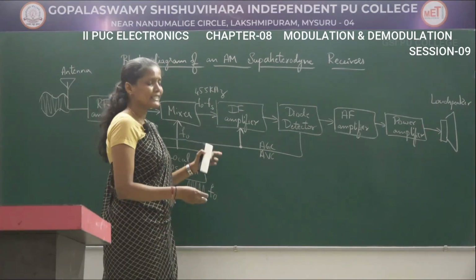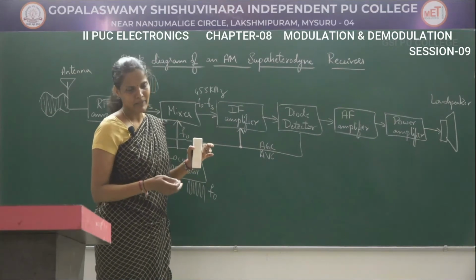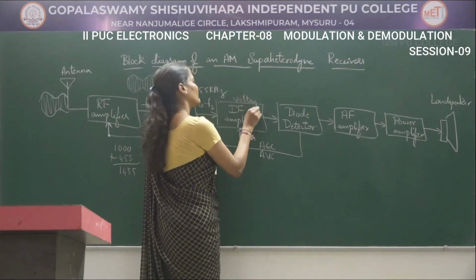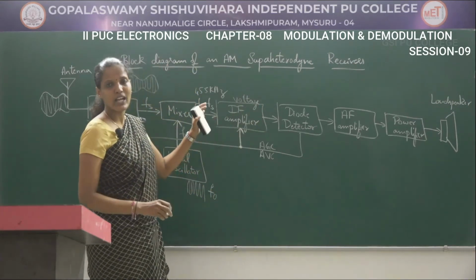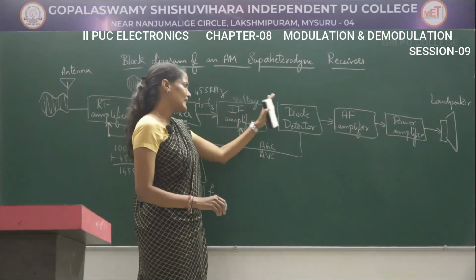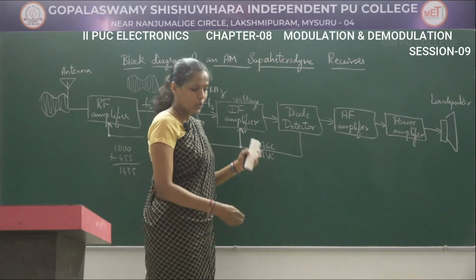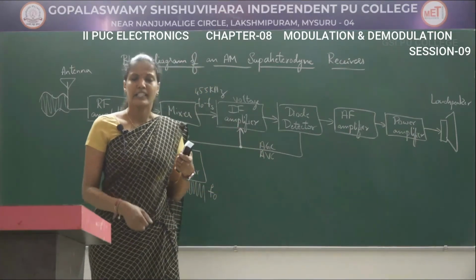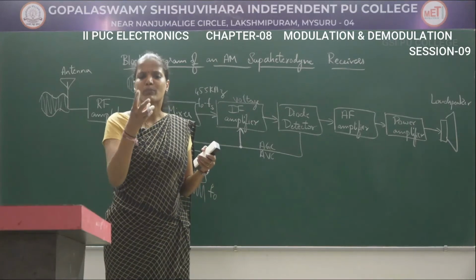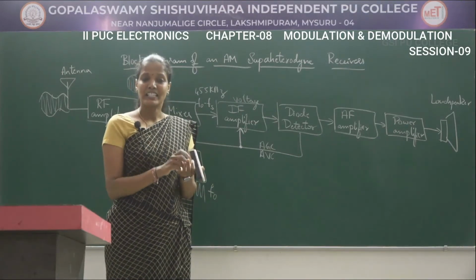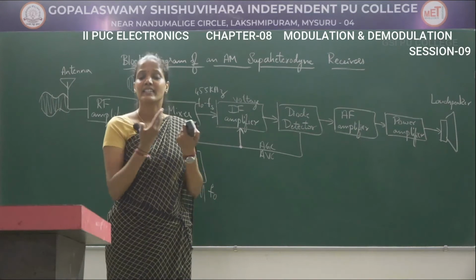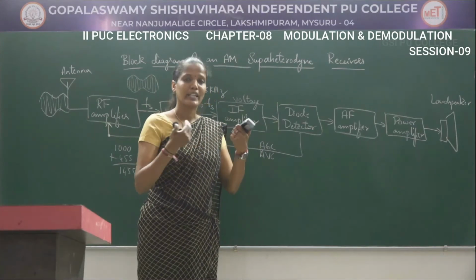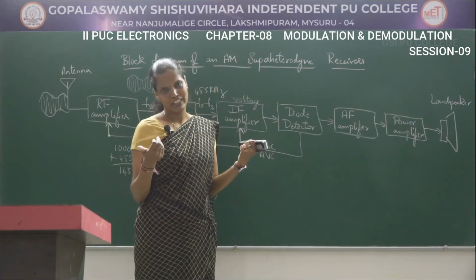This IF amplifier is nothing but an intermediate frequency amplifier which increases the voltage level of the IF signals, and that signal will be given to a diode detector which helps in detecting, which helps in demodulating the signal. Demodulation is the reverse process of the modulation process. In modulation, we combine a carrier signal and a modulating signal, whereas here in this diode detector we are going to separate a carrier signal from a modulating signal.